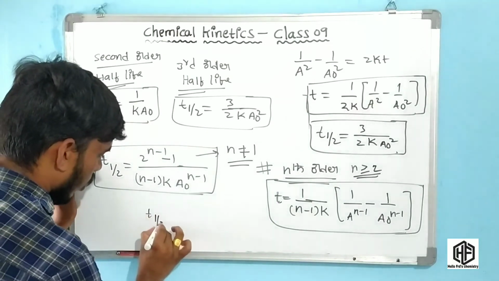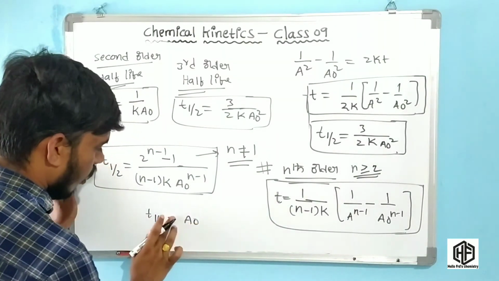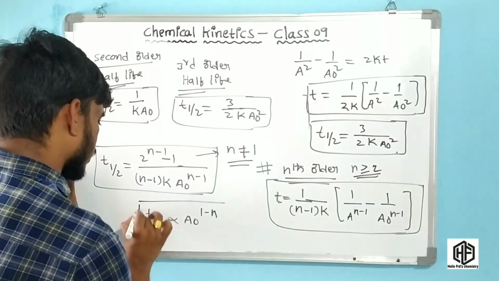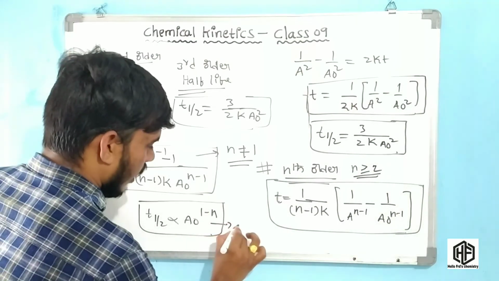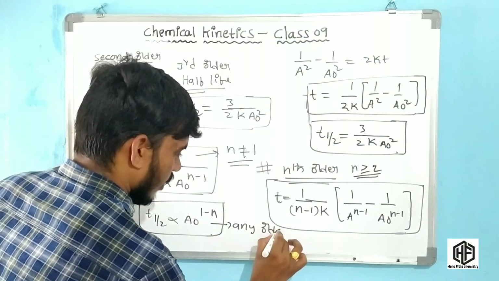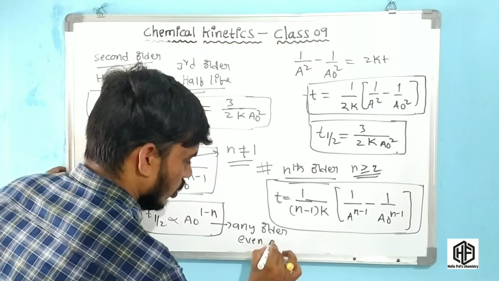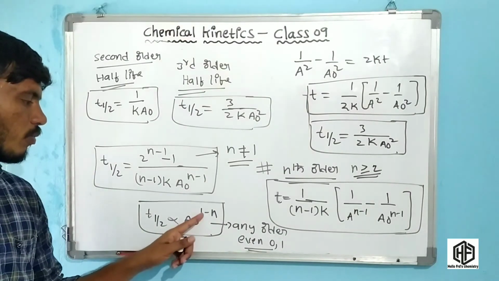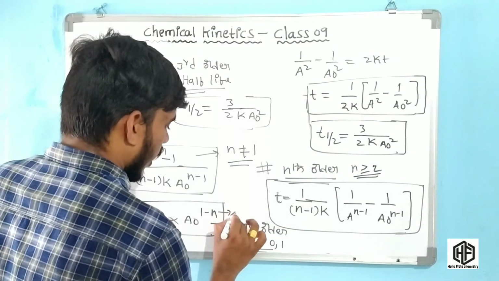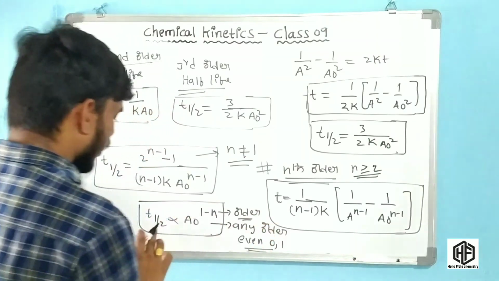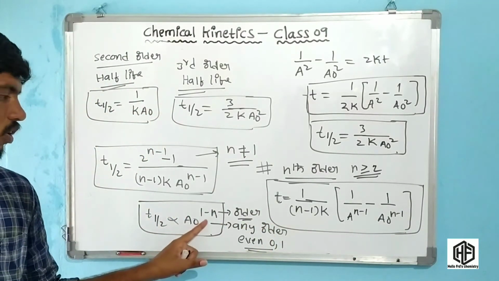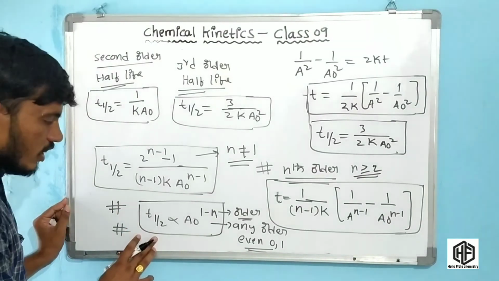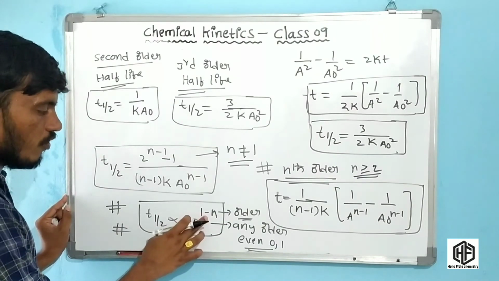But T half is directly proportional to A naught power of 1 minus n. This expression is valid for any order, even zero and first order. Here n is called the order of reaction. This is a very important expression, friends. In the half-life of any order, T half is directly proportional to A naught power of 1 minus n.